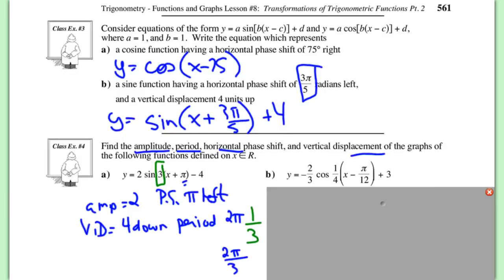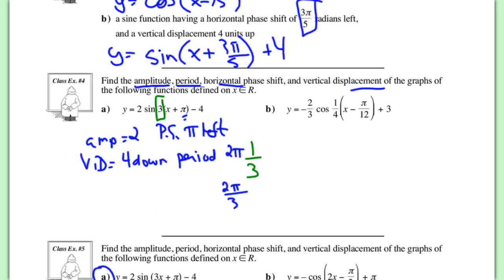Okay? If we continue on, we go through them in order, we can see that the amplitude is clearly 2/3. But with that goes a reflection in the x-axis. We'll go in order this time.